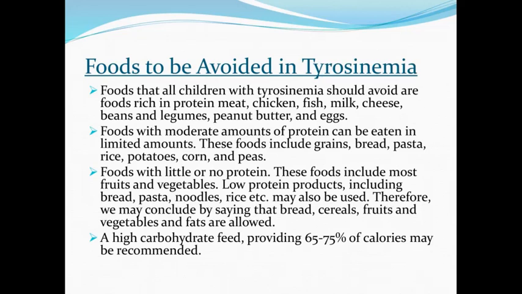Foods with little or no protein include most fruits and vegetables. Low protein products including bread, pasta, noodles, rice, etc. may also be used. Therefore, we may conclude by saying that bread, cereals, fruits, vegetables and fats are allowed. A high carbohydrate feed providing 65 to 75% of the calories may be recommended.